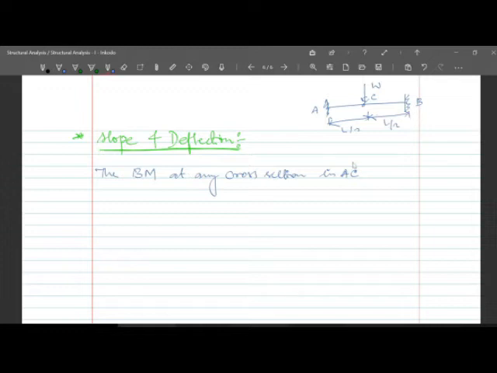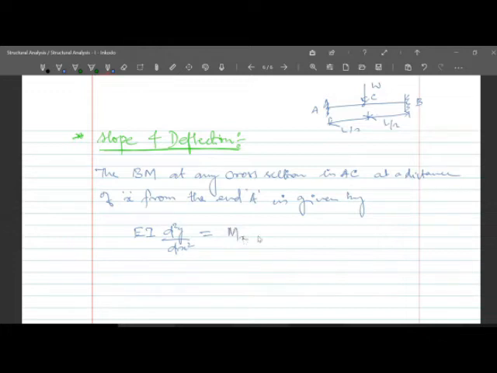Okay, so at any cross section in AC at a distance x from the end A, the bending moment is given by the same equation we have: EI d²y/dx² = Mx − Mx′. Okay, this x is a subscript.